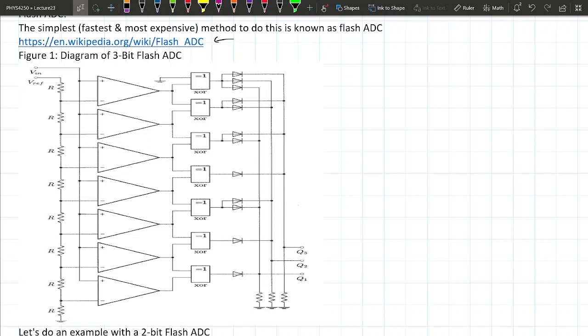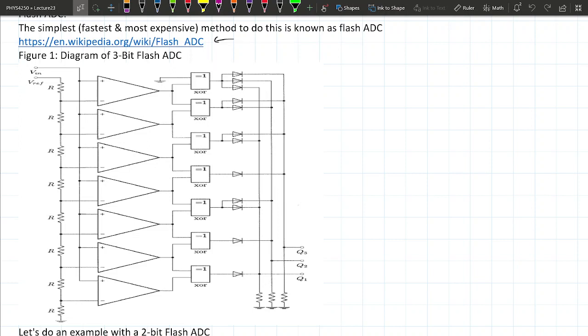It's 3-bit, so 2 to the 3 minus 1. That's the highest number you can output, 7. And you have a series of resistors here, all with the same value. There's no R1, R2; all have the same value. So this is an equal voltage divider.